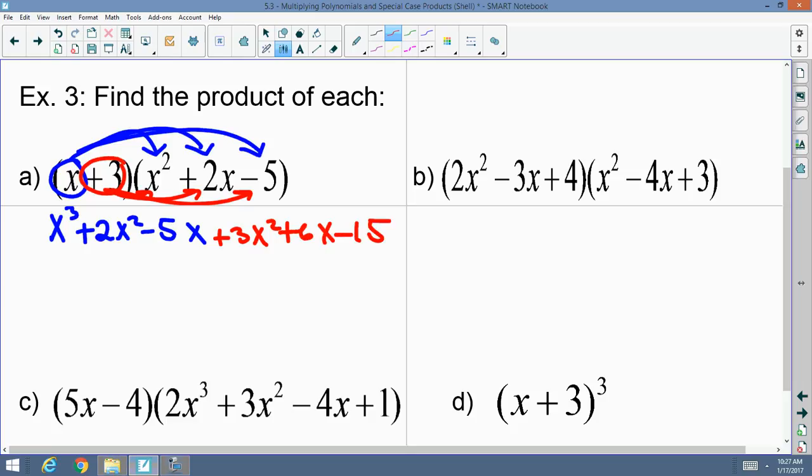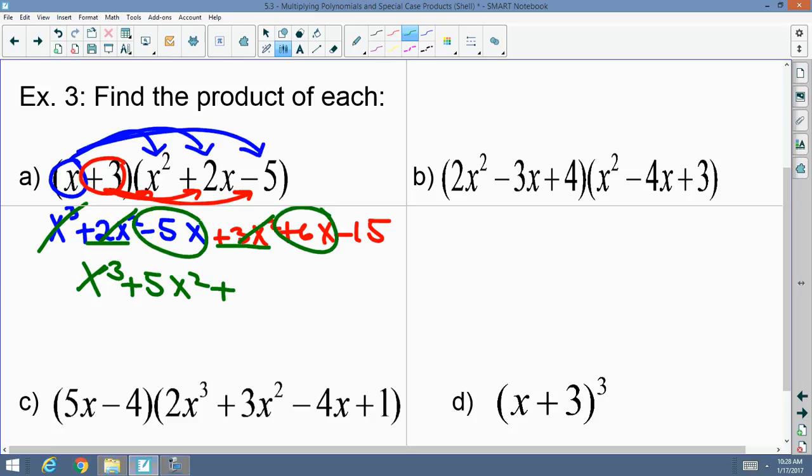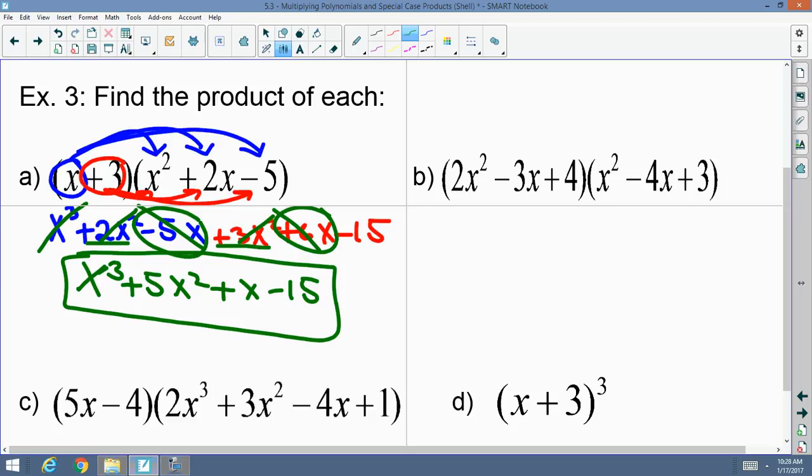So now I add like terms. So I have x cubed. I get rid of it so I don't double it up. Then I have a 2x squared and a 3x squared, so that's plus 5x squared. Got rid of those as well. Now I've got a negative 5x plus a positive 6x, so that's plus x. And then I got minus 15. So it's a little bit of a longer process. Just be careful when you're adding like terms. Be careful when you're multiplying. Keep those properties of the exponents together.